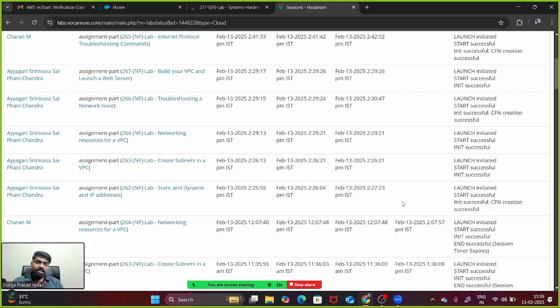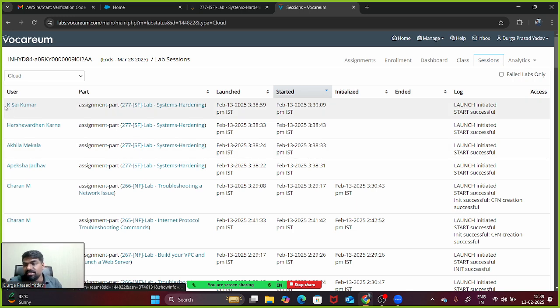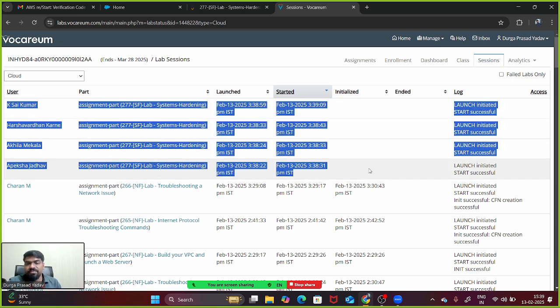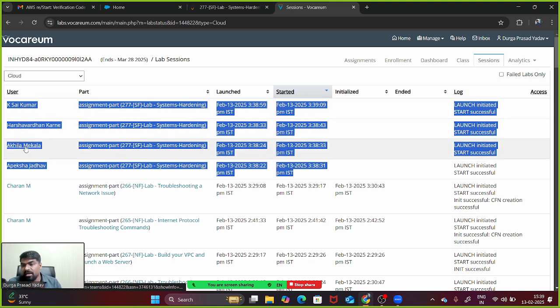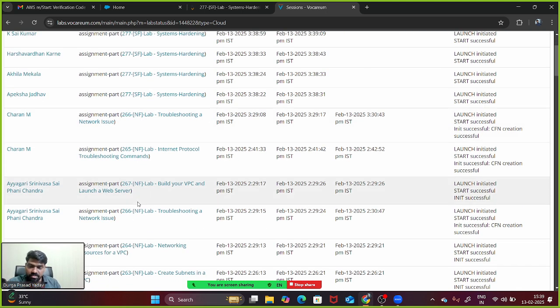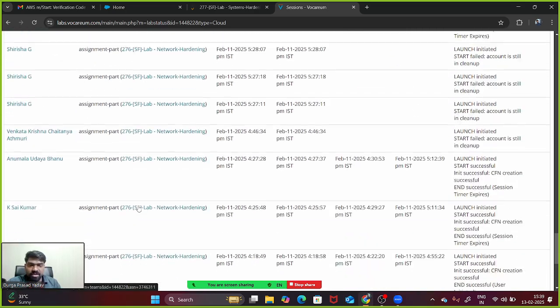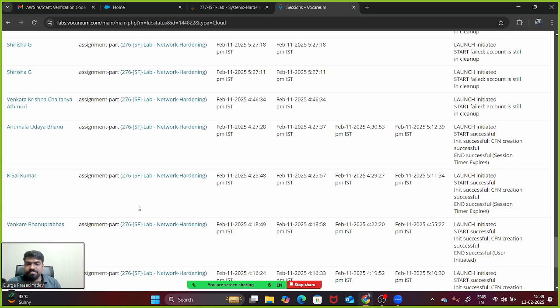And honestly, please, guys, take it seriously. We all have to do it. See, these are all the people who have started the lab. The remaining of you are not doing the lab. I can tell you your names. Sai Kumar is there, Harshvardhan Karne, Akila Mikala, Apeksha Jadhav. Only four of you have started the lab. Remaining, I don't know what you are doing, but again, this is not going to be the best practice with respect to this training.